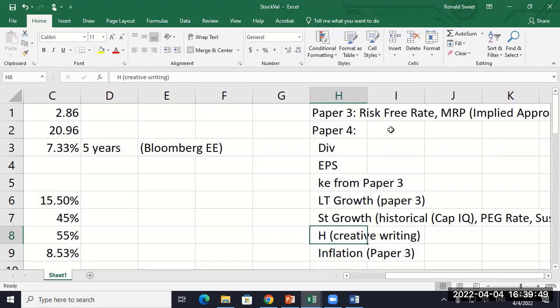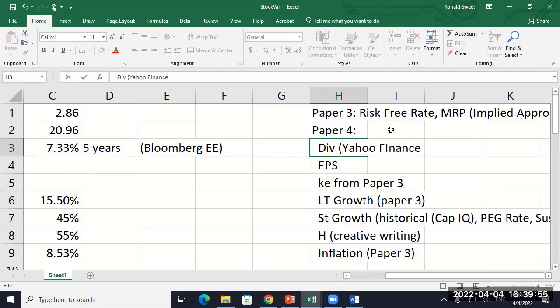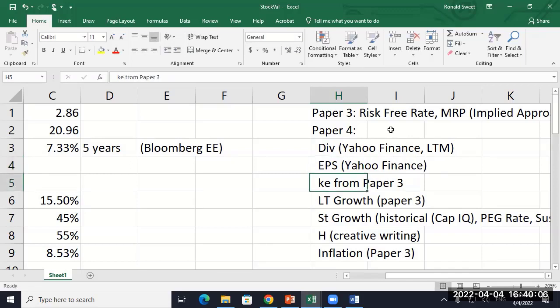All right, the dividend you get from Yahoo Finance. You want the latest 12 months, I'll show you how to do that. Earnings, you get that from Yahoo Finance. If you want to do a firm that doesn't pay dividends, come talk to me.